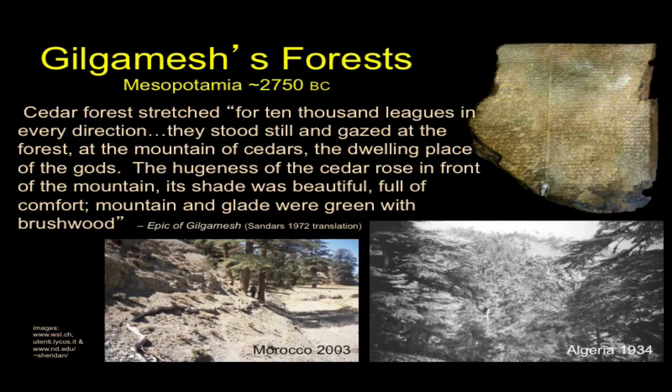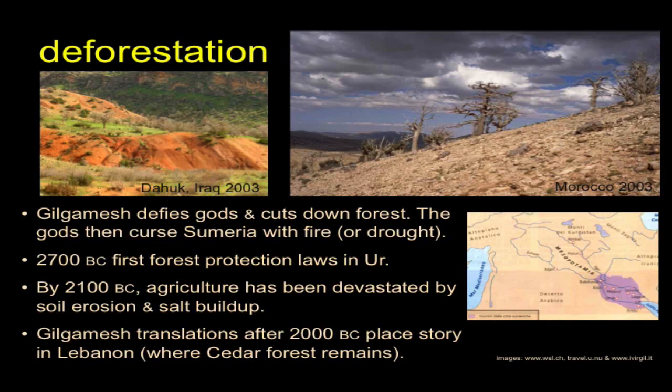Its shade was beautiful. Full of comfort, mountain and glade were green with brushwood. So this is the Middle East, recall, right? This is a big forested area. And the story we're talking about, because this is an example of what we would now call deforestation.